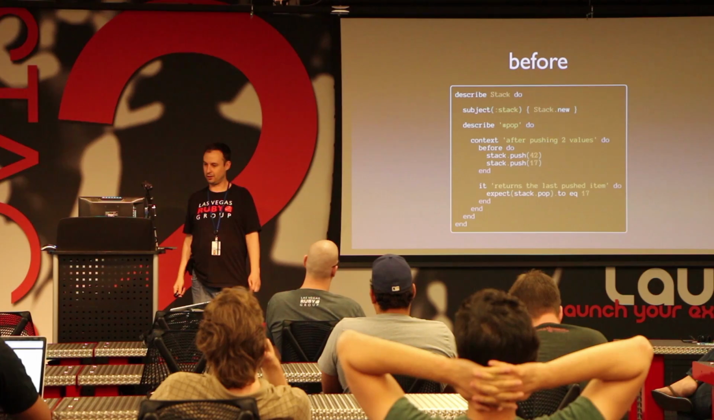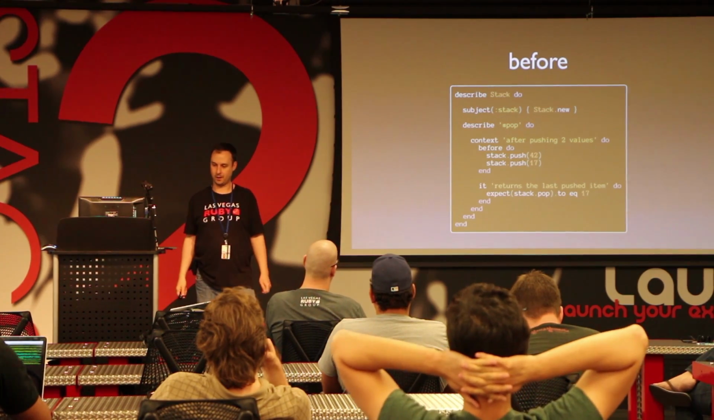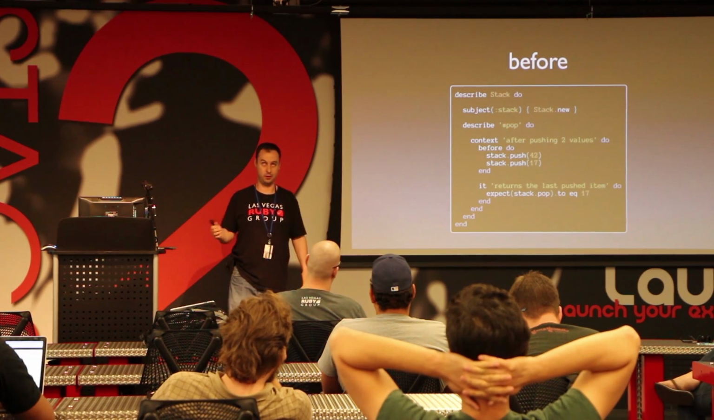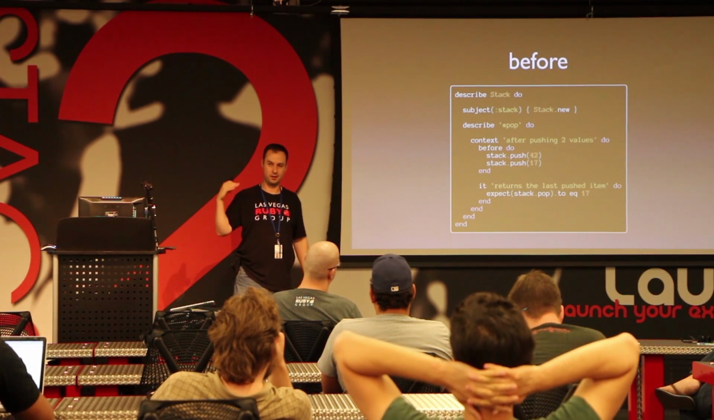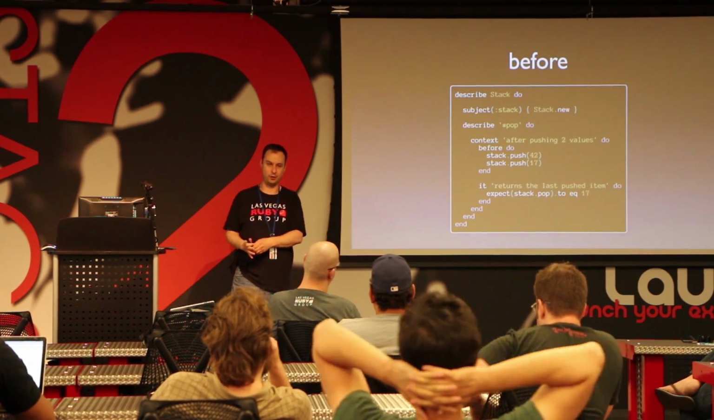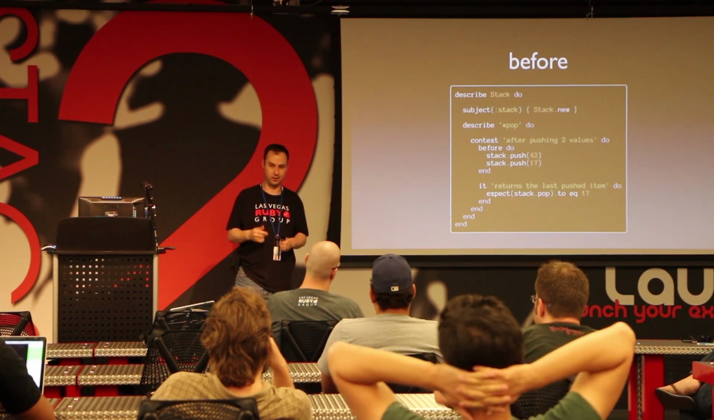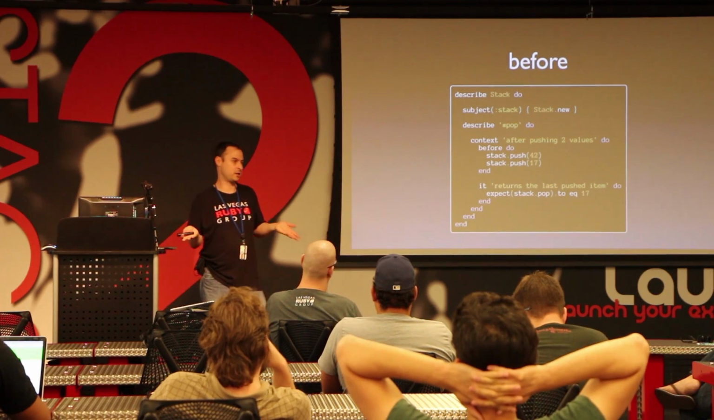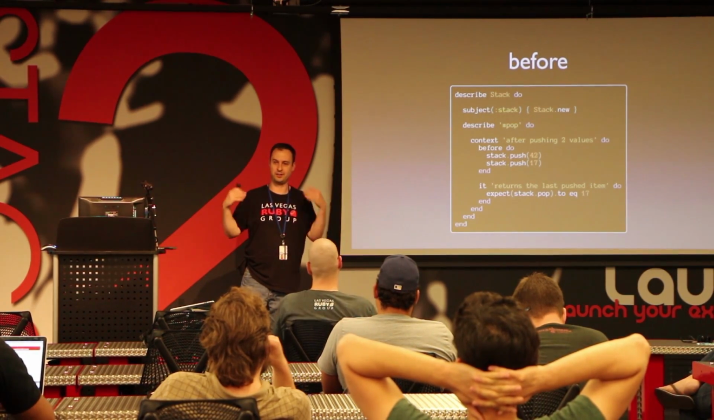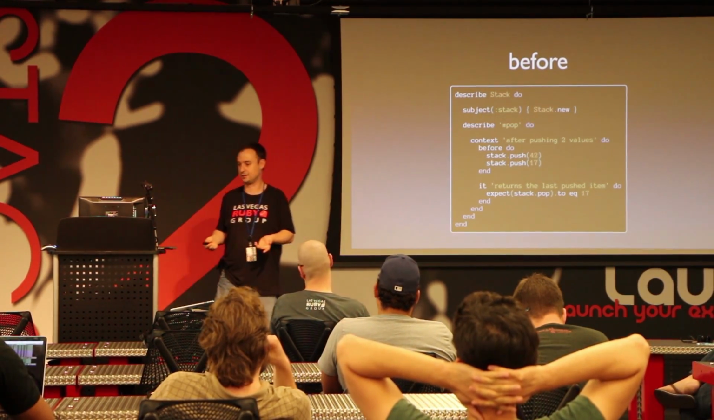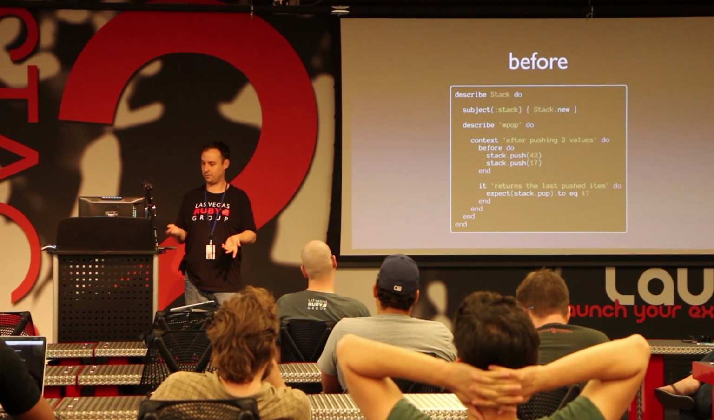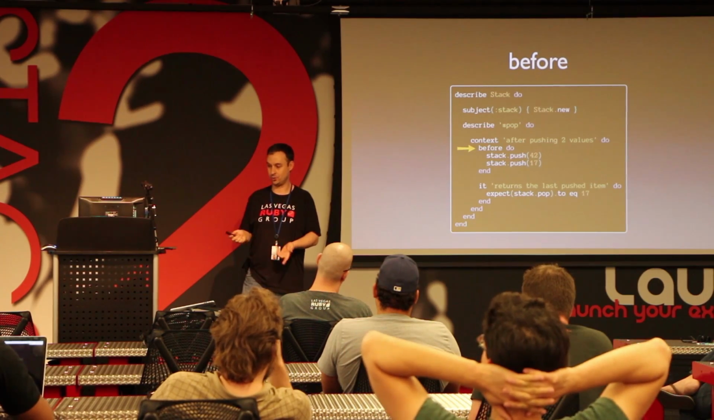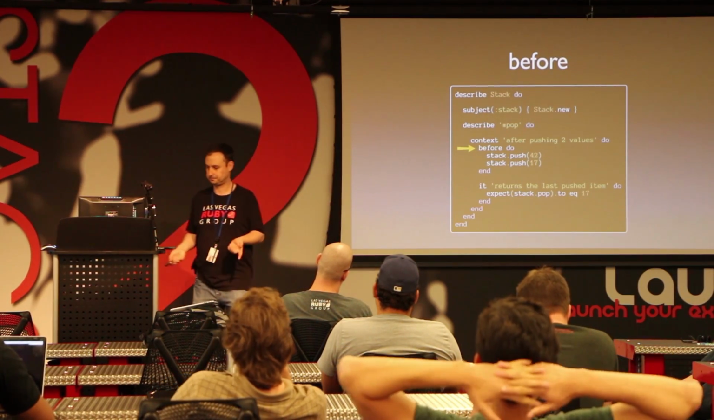And then finally, you need to probably know about before. The before block within a context executes that block of code before each example in the context. A lot of times you need to take some steps to set up your context. So in this case, we're defining this after pushing two values by adding a before block in which we push two values.